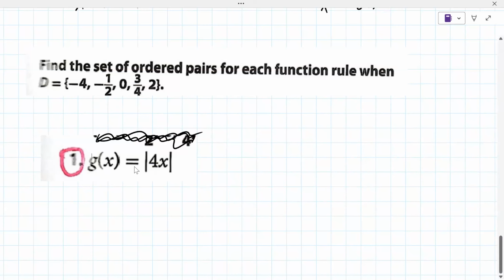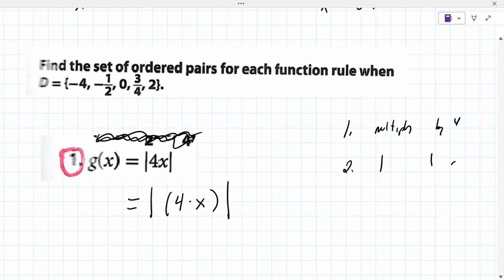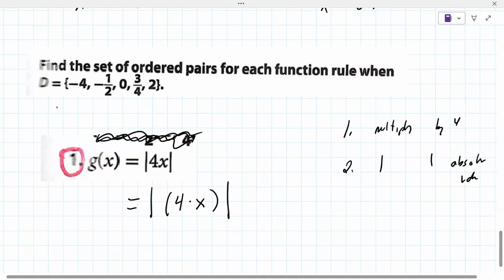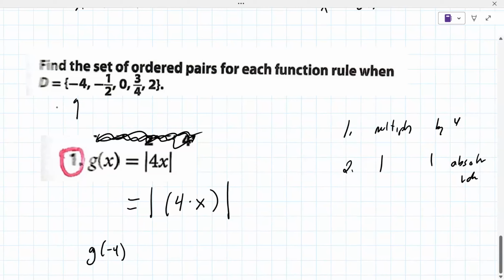So this is saying g of x equals the absolute value of 4x, but there's a little bit more here. It's really first take 4 and multiply it by x, then take the absolute value of it. So you first multiply by 4, and then second you do the absolute value. We're going to start with the first x value. We're going to find g of -4. That's the absolute value of 4 times -4. Let me know when you get that written down on your page. Then we'll talk about how to evaluate it, because the order in which you do things does matter here.